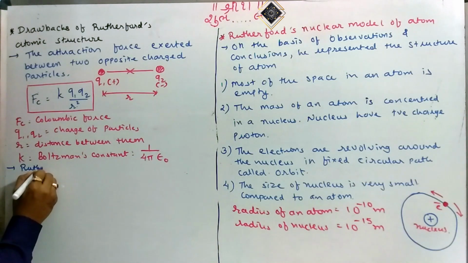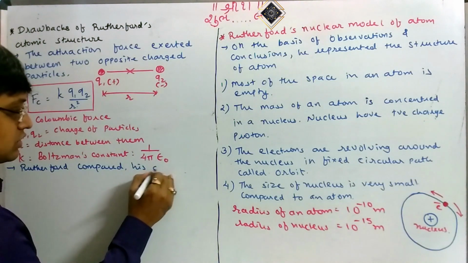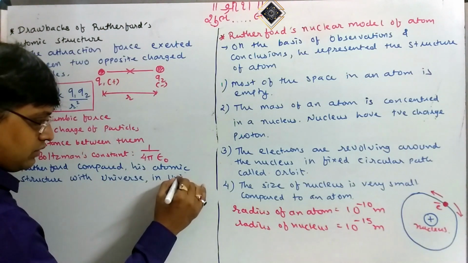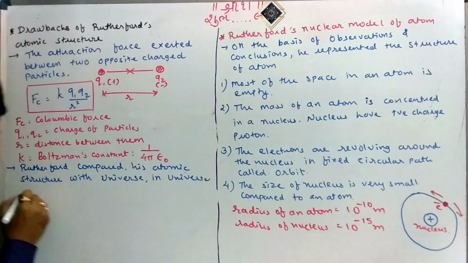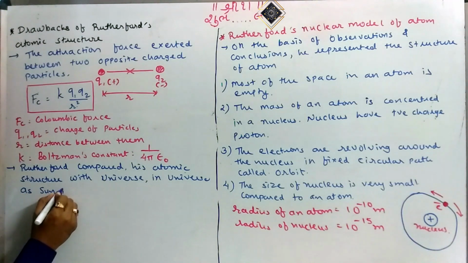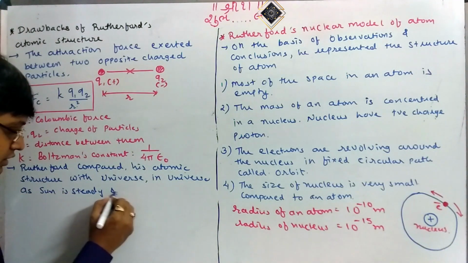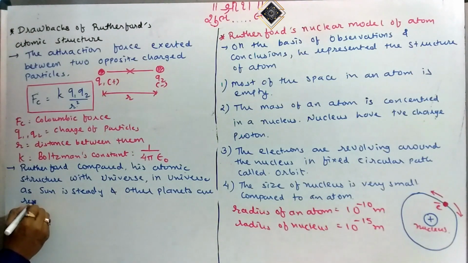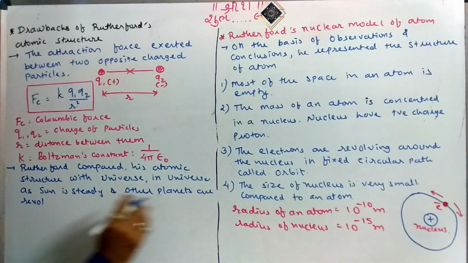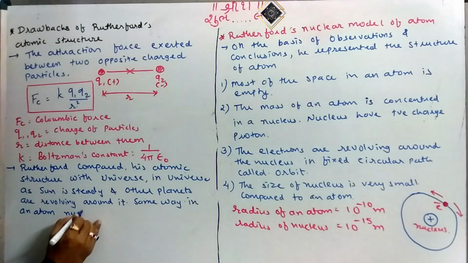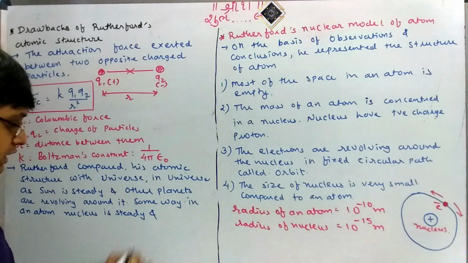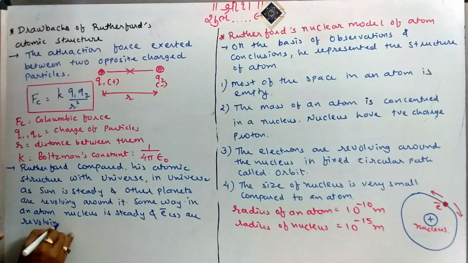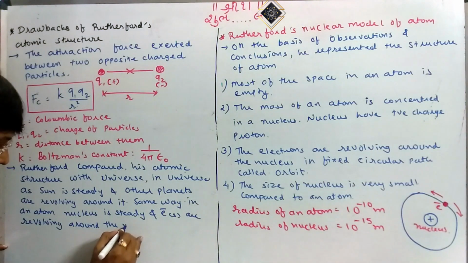Rutherford compared his atomic structure with the universe. In the universe, the sun is steady and the other planets are revolving around it. In an atom, the nucleus is steady and the electrons are revolving around the nucleus.